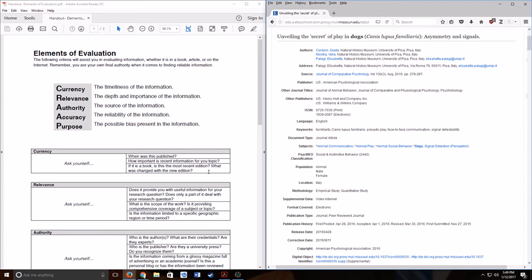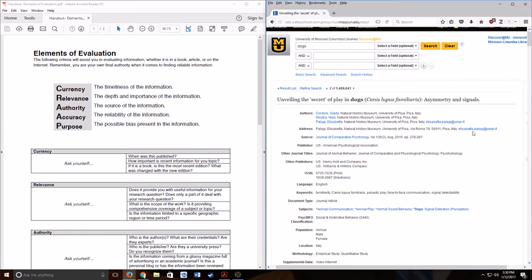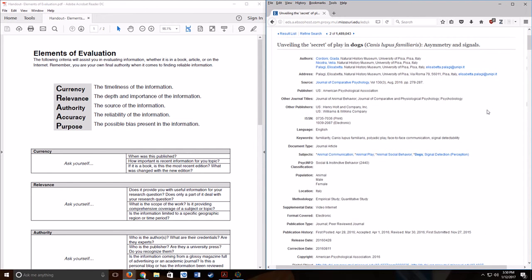For now, I just pulled up a quick article. I just searched dogs on the library website and found this article called Unveiling the Secret of Play in Dogs. We're just going to run through the CRAP test to give you an idea of what you're looking for, and that way you can go on and do this yourself. And again, be very comfortable doing this. If there are any questions at any point, please let us know, because you're going to be doing this for basically every assignment this semester, just to get you used to evaluating the information sources you're looking at.